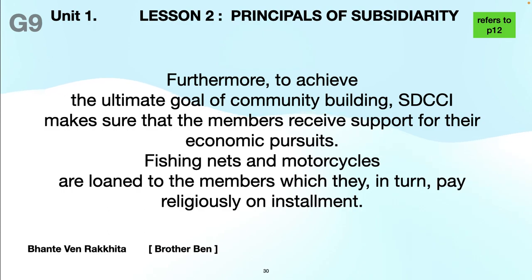Furthermore, to achieve the ultimate goal of community building, SDCCI makes sure that the members receive support for their economic pursuits. Fishing nets and motorcycles are loaned to the members, which they in turn pay religiously on installment repayal.